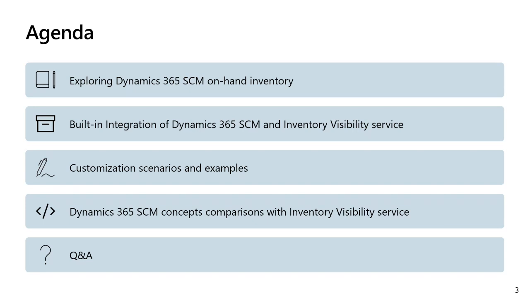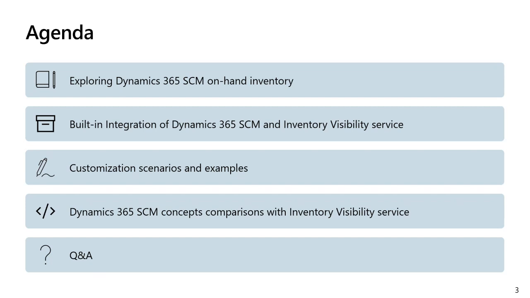We begin with a typical use case of exploring Dynamics 365 supply chain on-hand inventory. The exploration includes reading the data from Dynamics 365 itself, as well as from inventory visibility service and the Power Apps solution that we built for the service. And we will go into the connection between Dynamics 365 supply chain management to introduce you to the built-in synchronization mechanism to synchronize the inventory data to inventory visibility service with low latency.